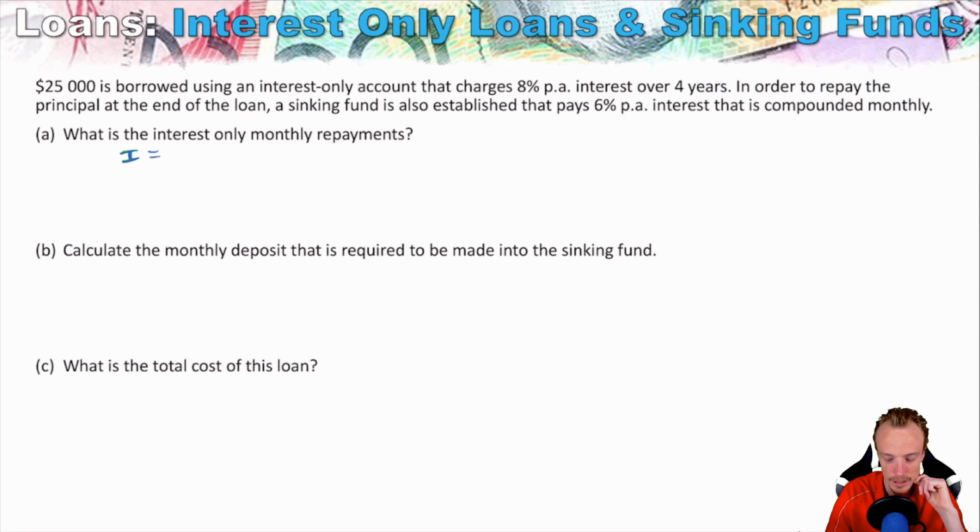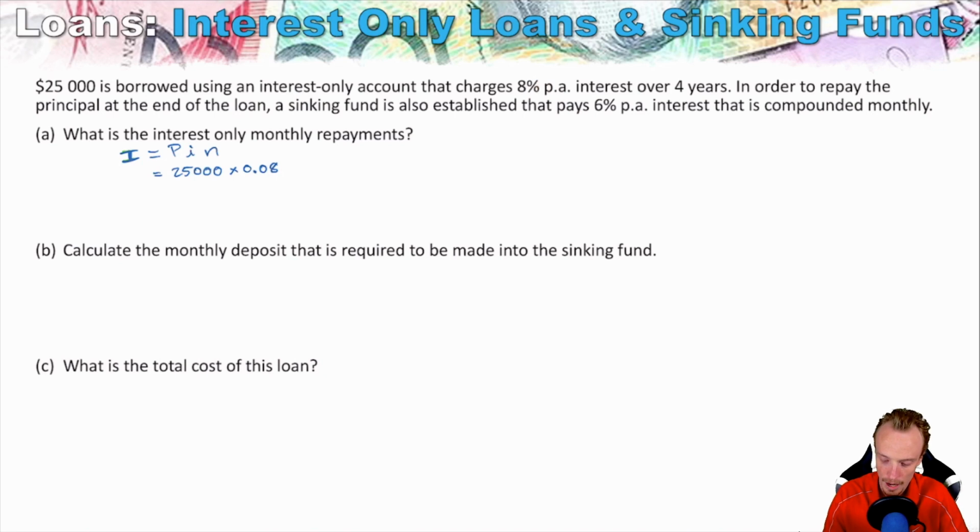the interest is equal to P multiplied by I multiplied by N, where P is the principal. So our principal is $25,000 here. The I is the interest rate, which needs to be a decimal. So that's going to be 0.08. Really important not to confuse these two. This belongs to our interest-only loan. This belongs to our savings account, our sinking fund. So really be careful of not mixing these two.